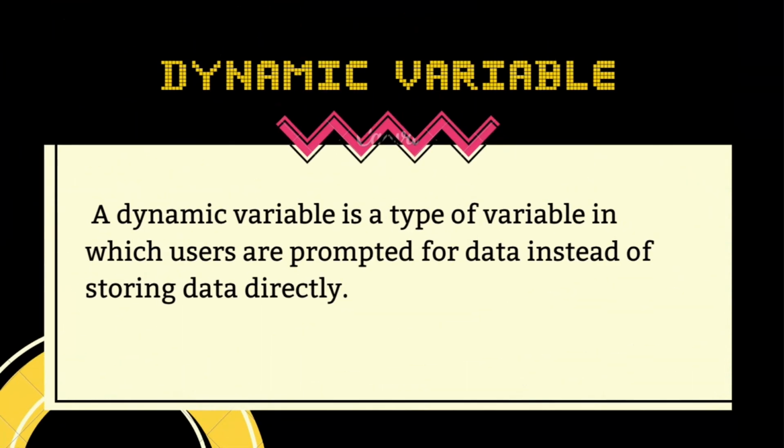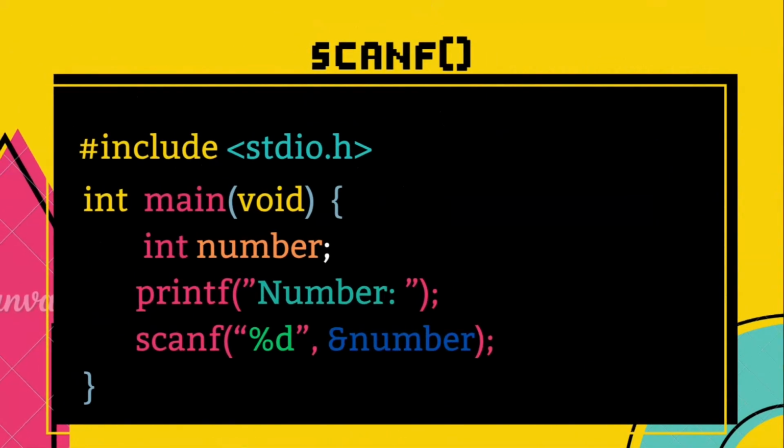On the other hand, a dynamic variable is a type of variable in which users are prompted for data instead of storing data directly. This approach makes your program more interactive and user-friendly.